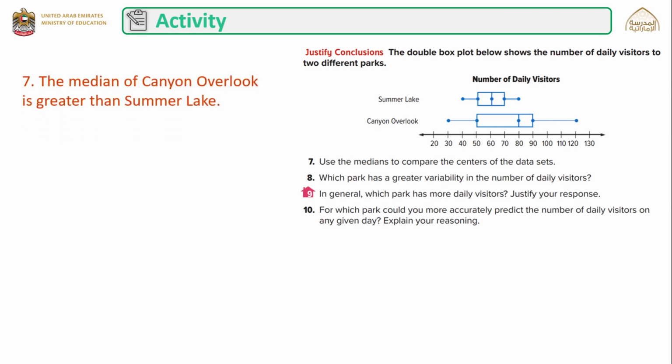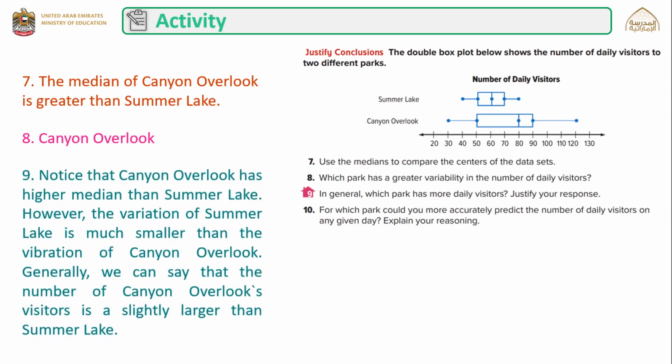The median of Canyon Overlook is greater than Summer Lake. Canyon Overlook is the answer to 8. Canyon Overlook has a higher median than Summer Lake. However, the variation of Summer Lake is much smaller than the variation of Canyon Overlook. Generally, we can say that the number of Canyon Overlook's visitors is slightly larger than Summer Lake. 10. Summer Lake Park, because it has smaller variation.